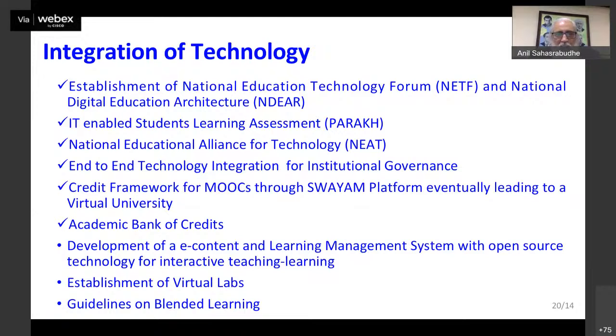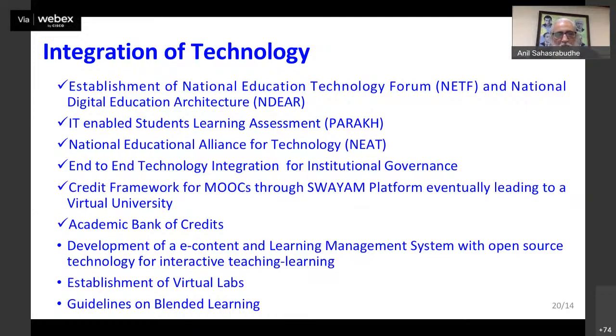I talked about NETF, that is National Educational Technology Forum, and also NDEAR, that is National Digital Educational Architecture. We already have started with NAD, National Academic Depository, where the entire certificate is deposited. Now we are talking about the Academic Bank of Credits. We are talking about internship. We are talking about AI-based learning of students. We are also talking about taking SWAYAM courses. How do we integrate all these platforms, even virtual labs, which are already in existence for quite some time?